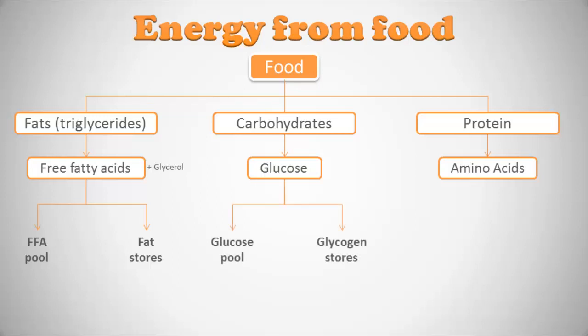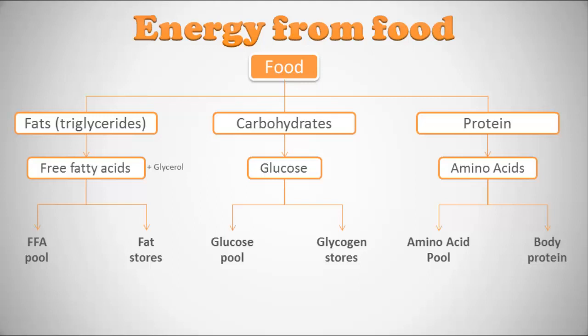Similarly, when you eat carbohydrates, they're going to be broken down into glucose, which can float around in your blood, for example, in this glucose pool, but they can also be stored as glycogen in the liver or in the muscles. And then protein, when you have that steak or the chicken or whatever, it's broken down into amino acids. And just like you have glucose and free fatty acids floating around in a pool, you also have amino acids floating around in a pool.